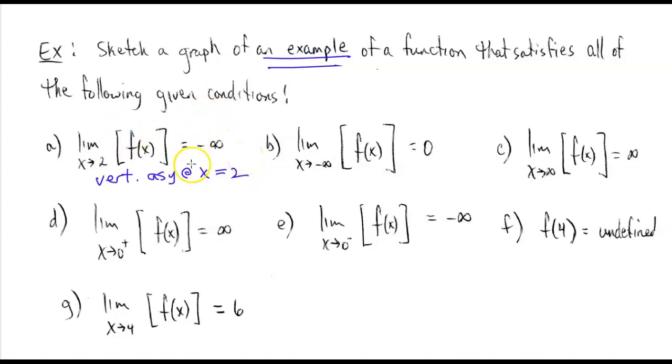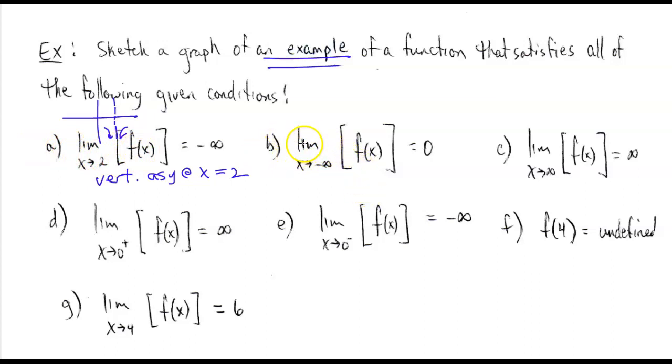And to be specific about it, the behavior of this function around the vertical asymptote is going to be the same on both the left and the right. So if I were to draw a quick graph of it, the function is going to look something like this around that vertical asymptote. Okay. So that's what property A is telling us.